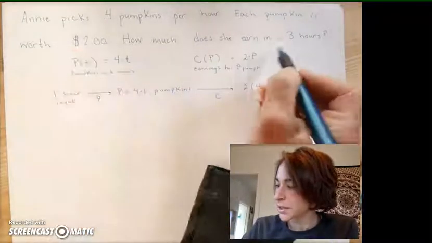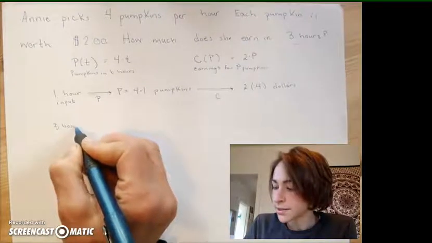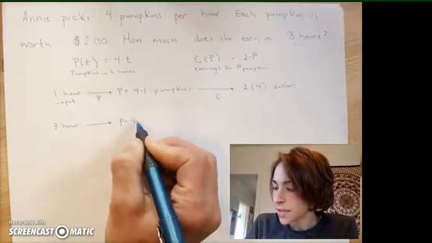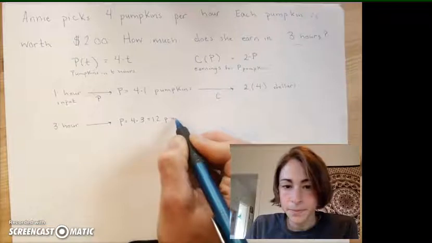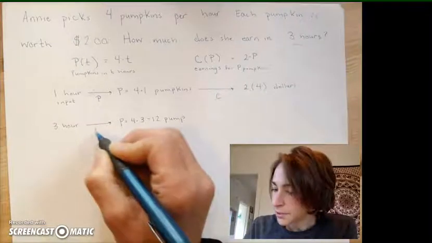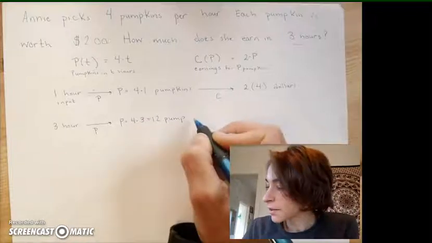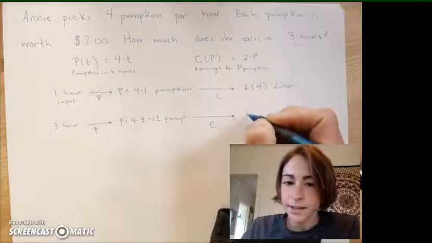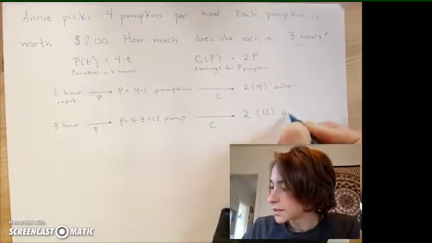So let's do it for the question for 3 hours. So in 3 hours, Annie has picked 4 times 3 pumpkins. So we first do the P function. How much money is 12 pumpkins worth? We do the C function and multiply that by $2 per pumpkin. So 2 times $12.